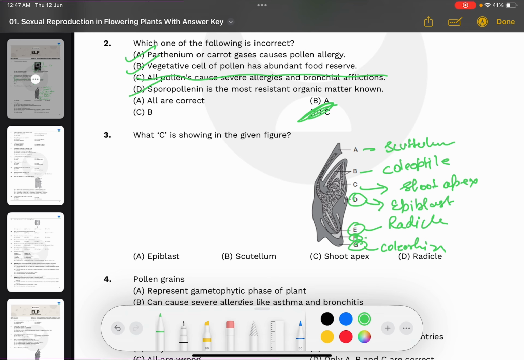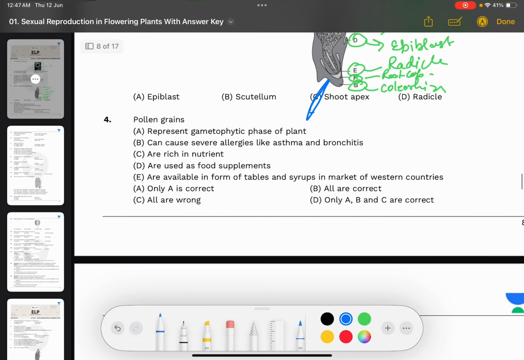Before that we have the root cap. So it is very important to note that the C1 is showing root apex.